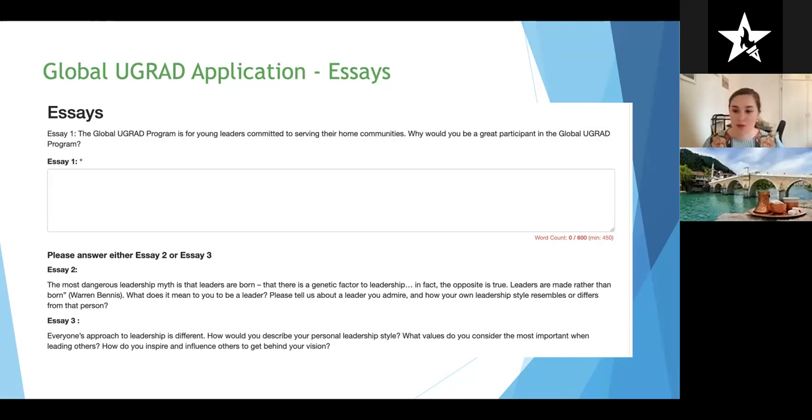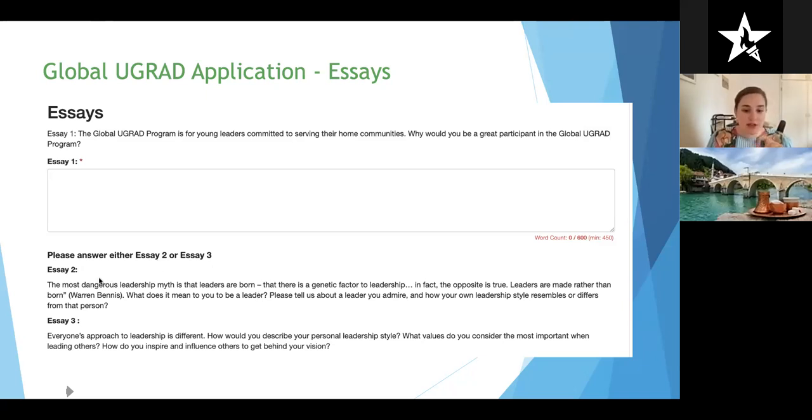So we want to know why. And this is not a super long essay. It's, let's see, a minimum of 450 words. That's not even a full page of typing. So it's just a couple of paragraphs. But what is it about you that makes you a good participant for the program? We can talk about this a little bit more in just a second.